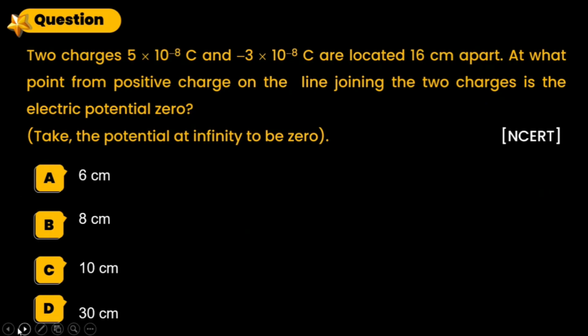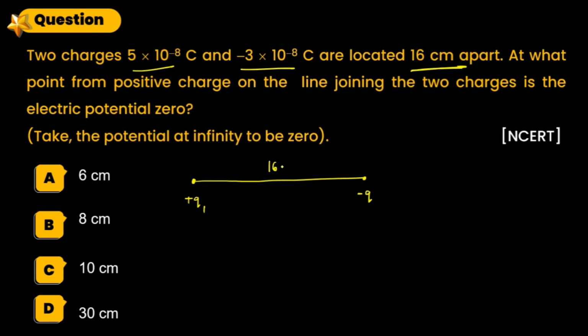So another question we have, this question is very simple. We are given two charges and they are located 16 centimeters apart. The question is, at what point on the line joining the two charges is the electric potential 0? Suppose there are two charges, plus Q1 and negative Q1, separated by 16 centimeters. The question says, at what point is the electrostatic potential 0? So let us assume that there is some point P at which potential is 0.